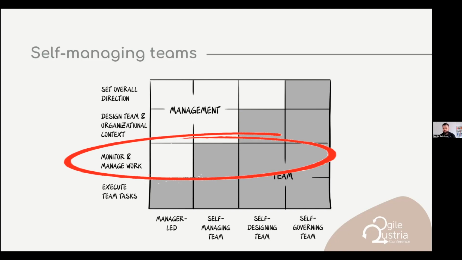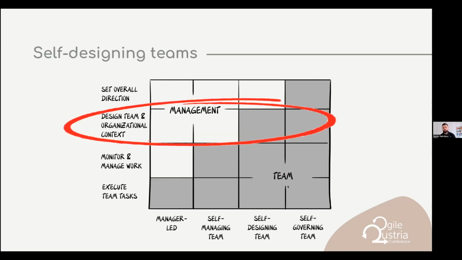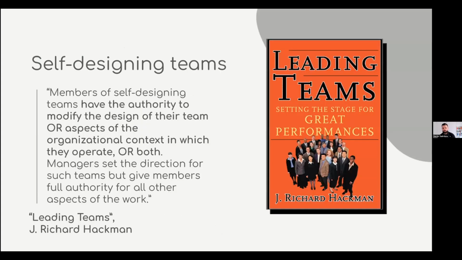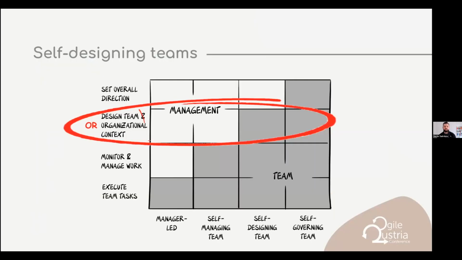And I was always eager to learn what it actually means in practice, what it would mean being applicable to companies. So from that model, we could see that self-designing teams are basically teams that design themselves and define their organizational context. If we take a step back and take a look at the original book, which introduced all those ideas, also by Richard Hackman, what he described there was that those are teams that have authority to modify the design of their team or aspects of their organizational context in which they operate, or both. So in fact, this is a minor change, but here it should say "or" instead of "and".